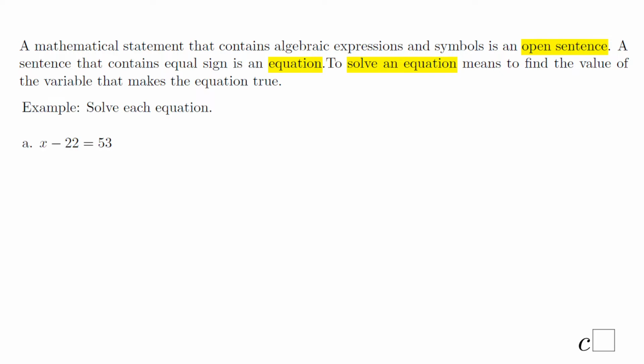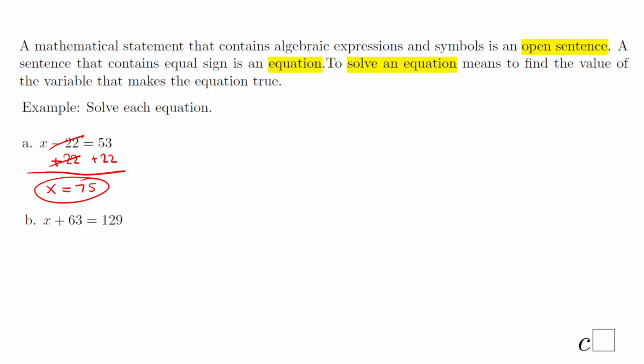This one, x minus 22 equals 53. In order to solve this one, you want to get rid of the minus 22. So for that reason, I'm going to undo the minus by adding 22. And you have to do it on both sides to keep the balance. This 22 cancels this 22, and we have x equals 53 plus 22, that will be 75. This is the value that makes the equation A true in this example.